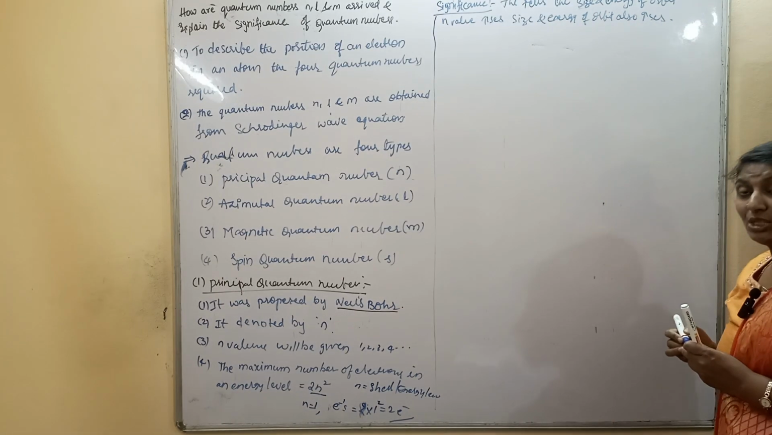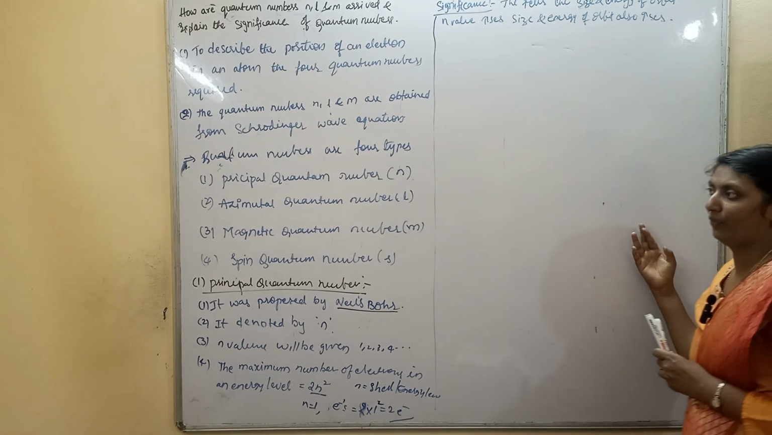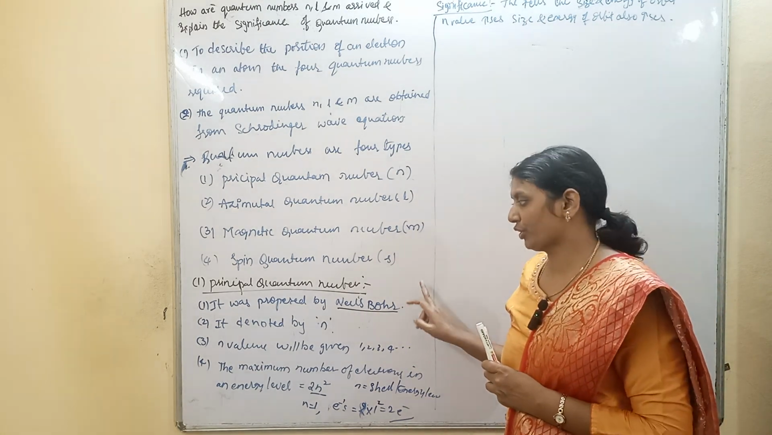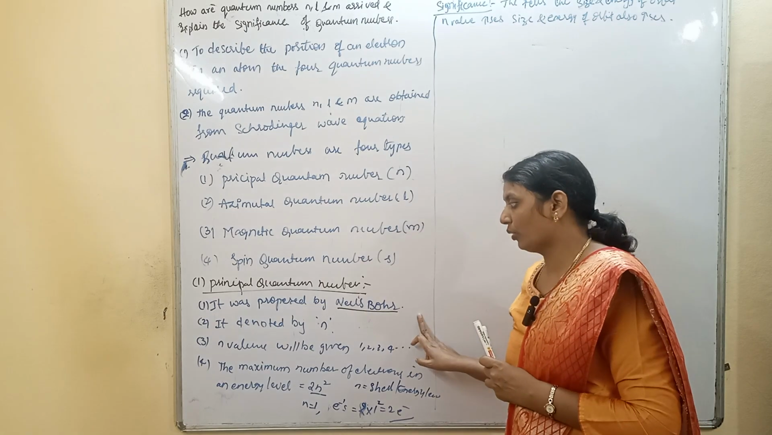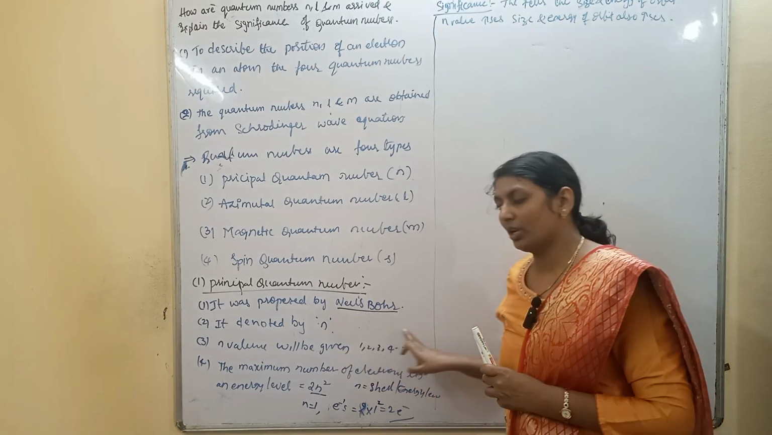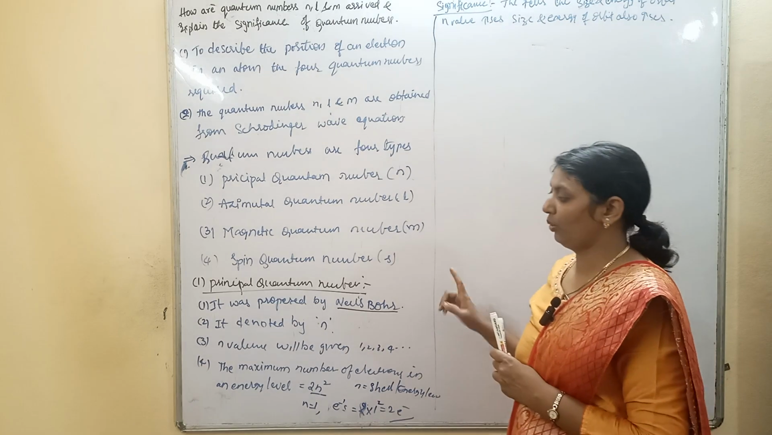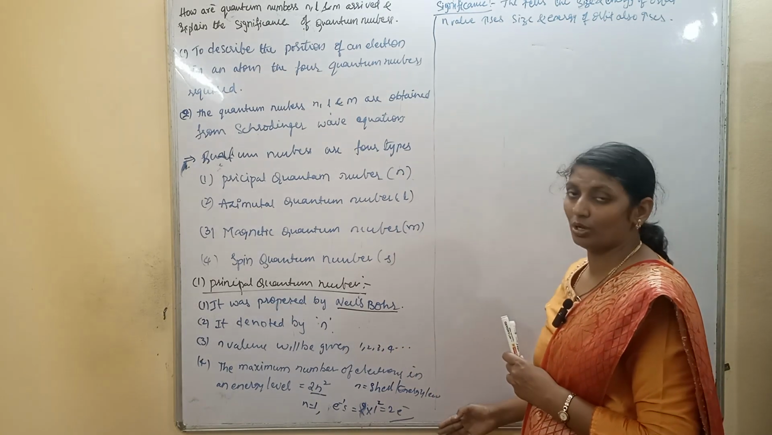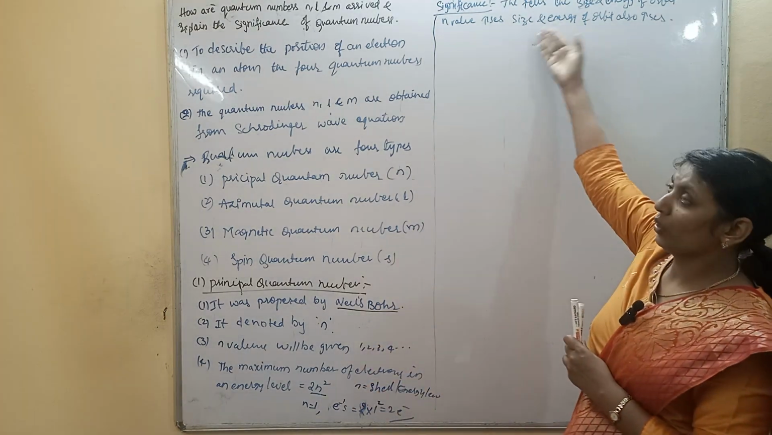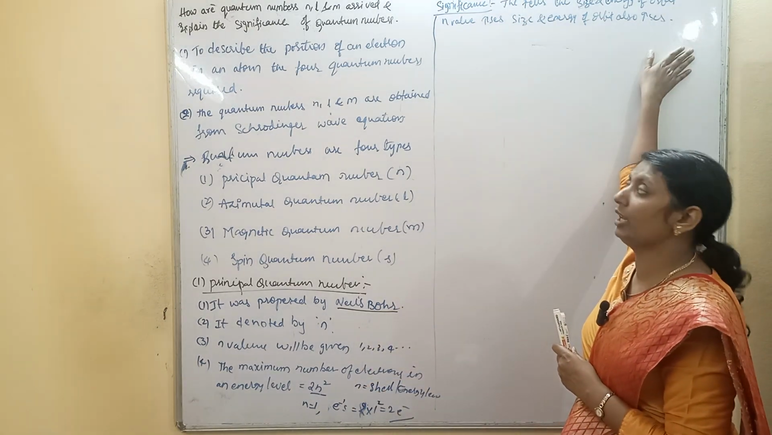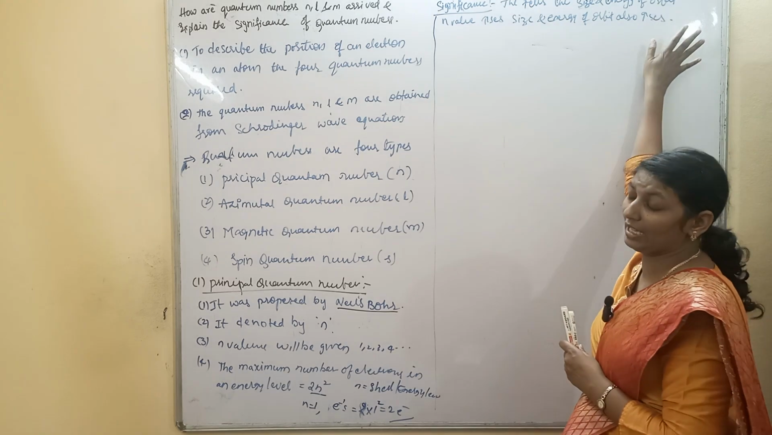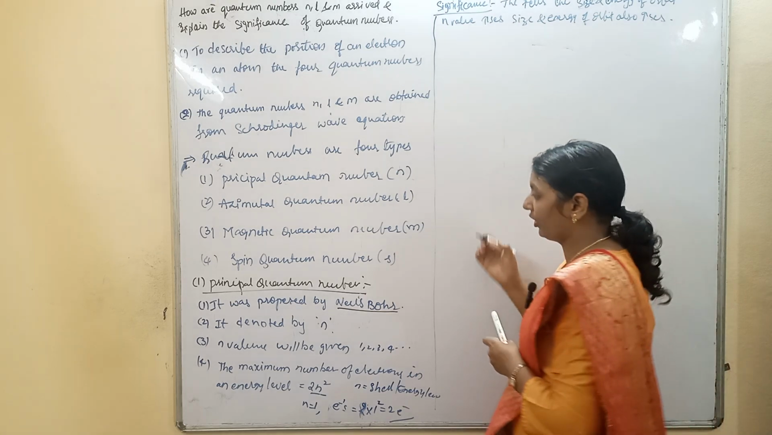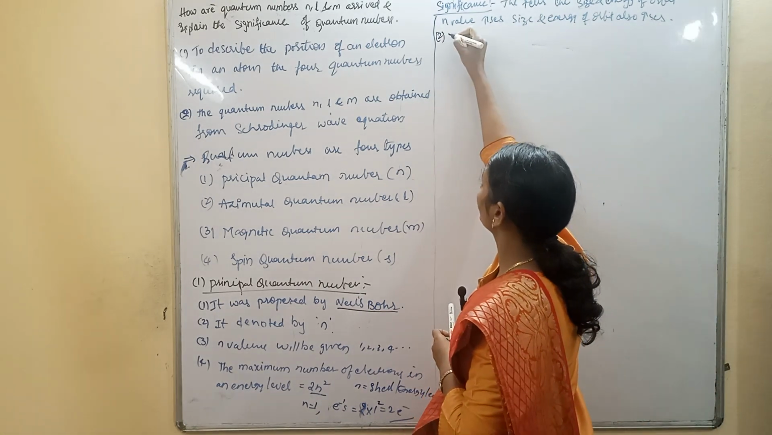This is about the principal quantum number. Very, very important, you have to remember. Only 5 points. First, who discovered it? Niels Bohr. Next, what is the letter denoted? n. The n value will be 1, 2, 3, 4. The maximum number of electrons you can write is 2n square. Next, what is the significance? It mainly explains the size and energy of a main energy level, or you can take it as orbit. The second quantum number is azimuthal.